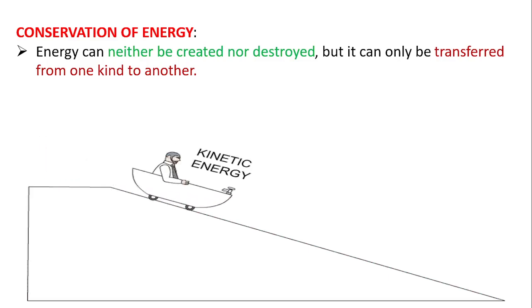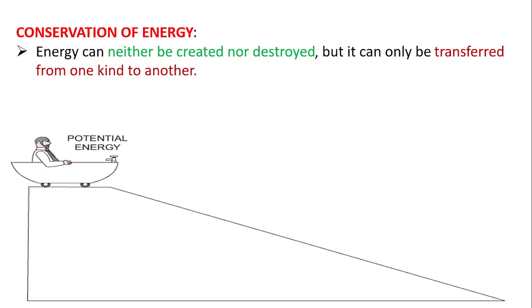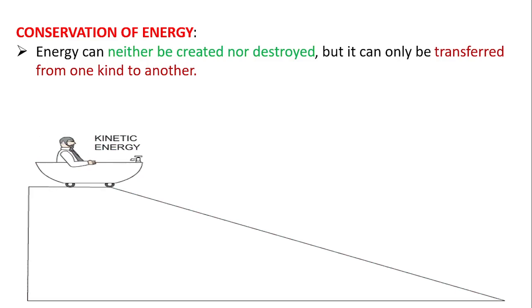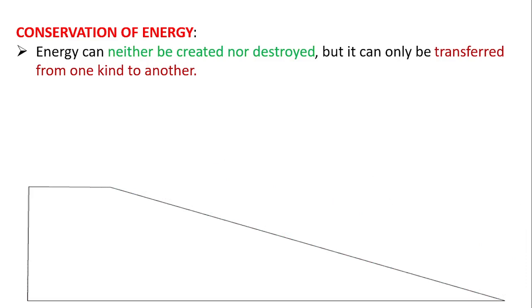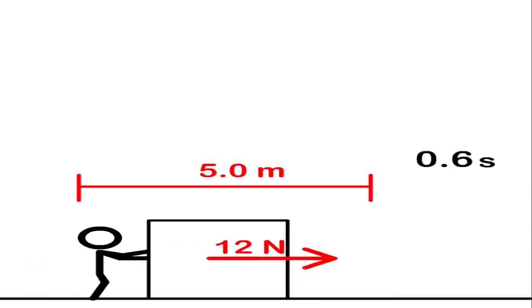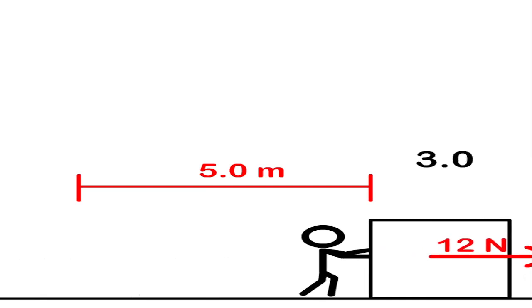So if you look at the animation here, the energy which this individual had when he was on top was potential energy. That potential energy was not destroyed. Instead, it was just transferred from potential energy to kinetic energy. So that's conservation of energy.